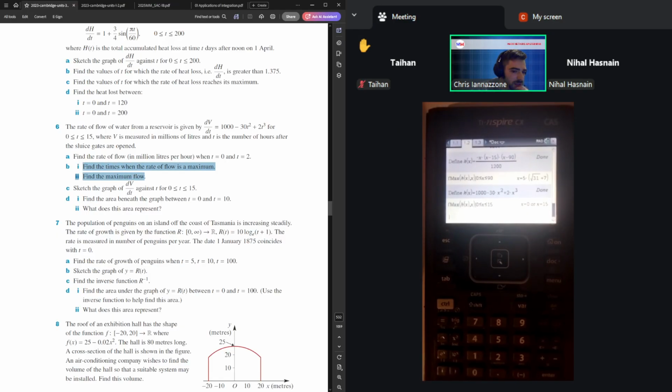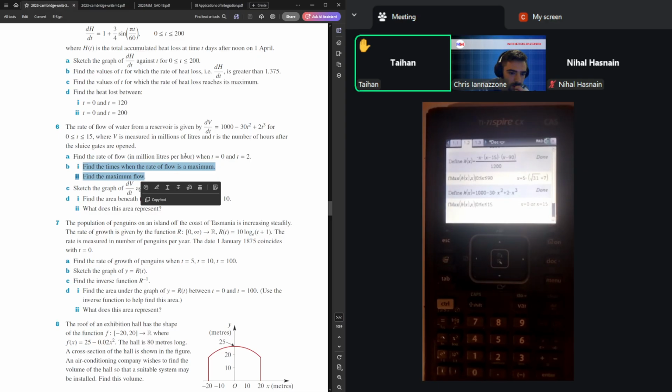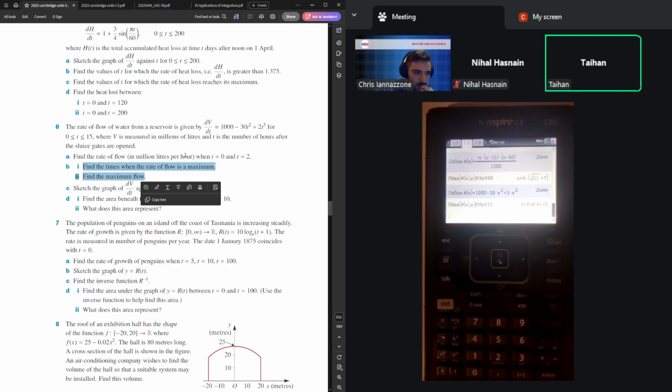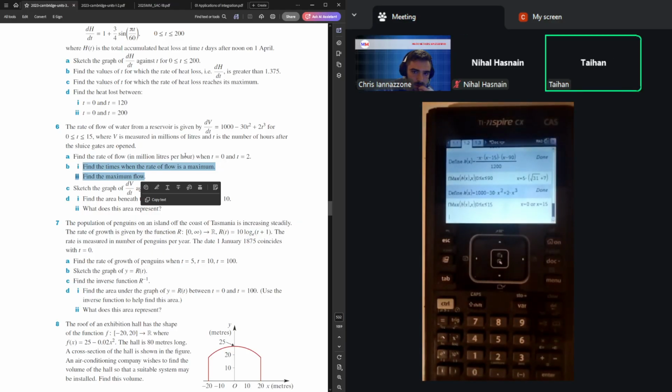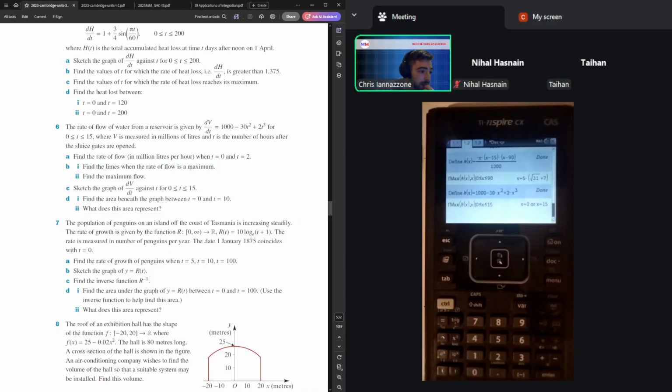So what they're basically leading into, I think Taihan might say actually. So pause there. I just wanted to clarify because I don't know if I was really getting the difference between I and double I. What's the difference between the two options? So this one says find time. This one says find flow. So this is a rate with respect to time. This one is looking for t values. This one's looking for, in my opinion, dv dt values.